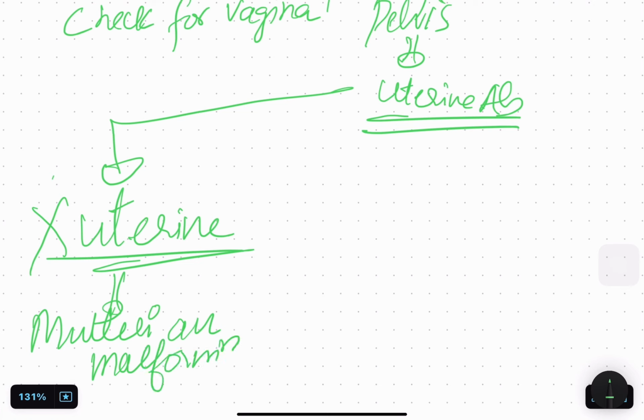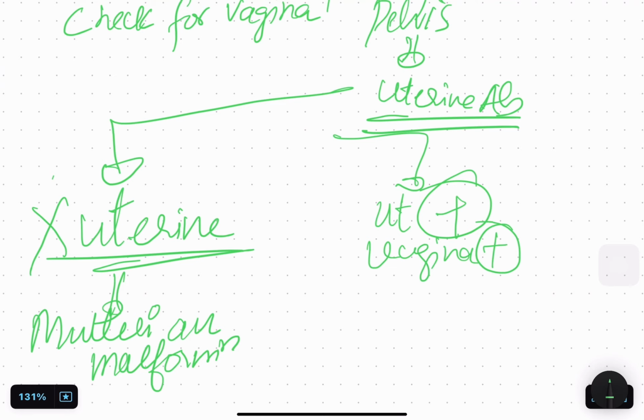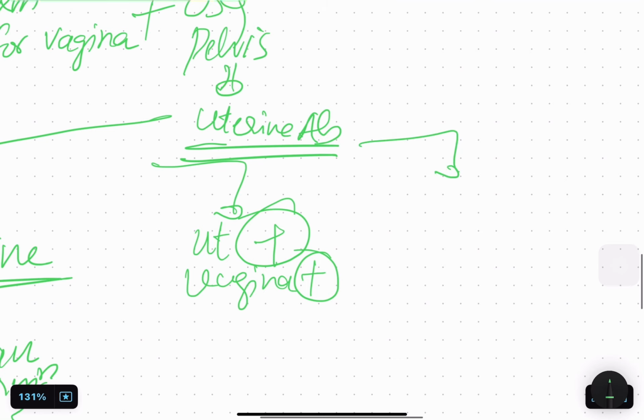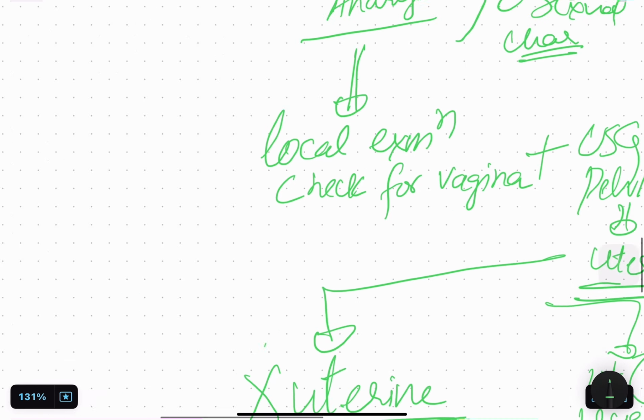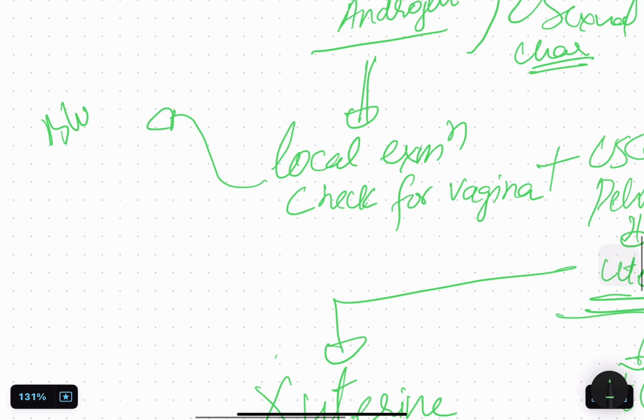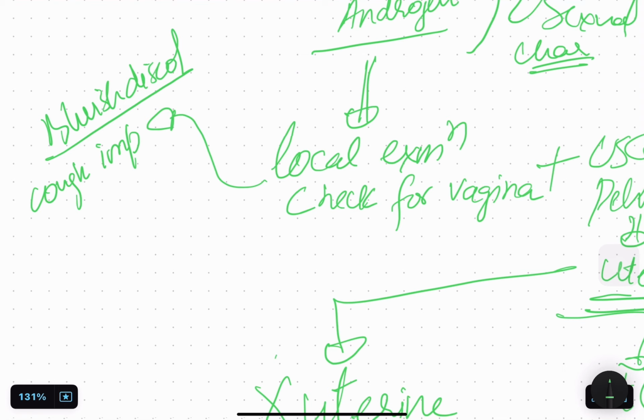Okay. But now there is one more condition where the uterus is present, even the vagina is present. You can have another condition where there is nothing, but when you do a local examination here itself, you might have bluish discoloration. Then cough impulse might be positive. What does it mean? You ask her to cough, and that mass moves out. Okay, this is a case of imperforate hymen.